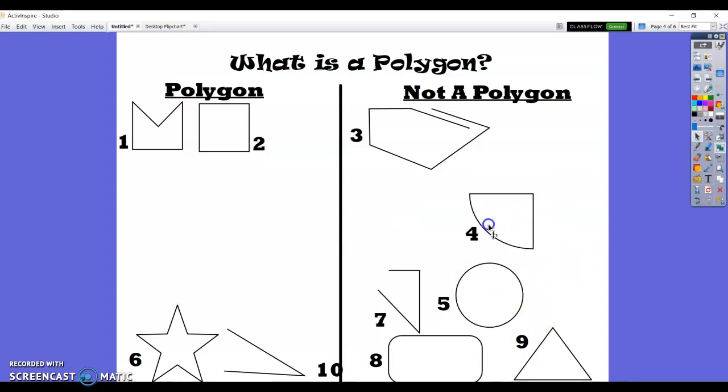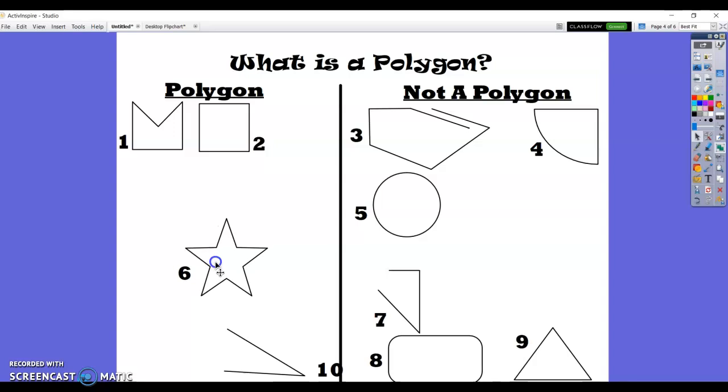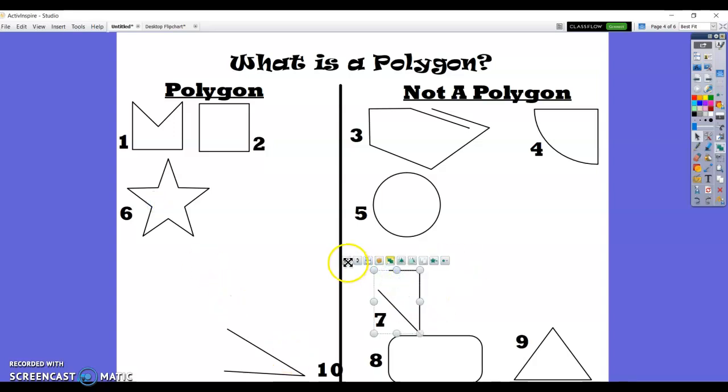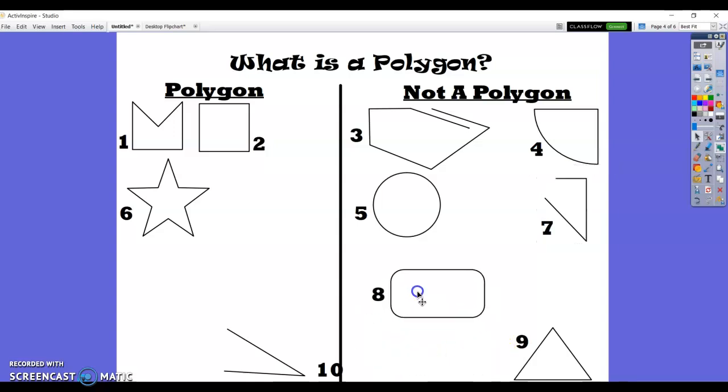Is number 4 a polygon? No, it is not, because it has a curve right here. Number 5, a circle. A circle is not a polygon because it is completely curved or rounded. Is number 6 a polygon? Yes, it is. It meets all criteria. Number 7, is that a polygon? No, it's not, because it is an open figure. Number 8. No, it's not, because it has curves on all the vertices.